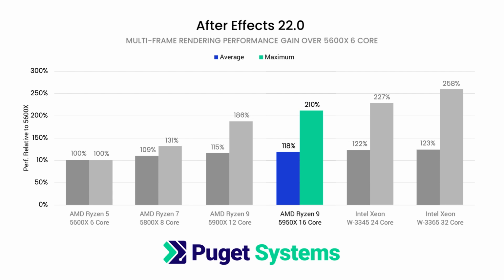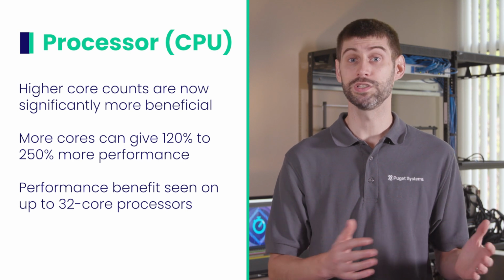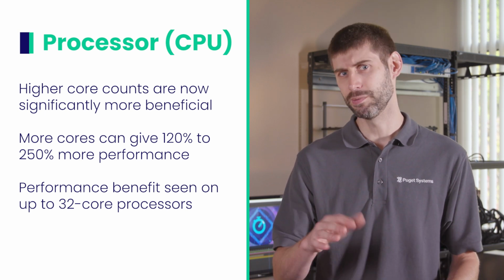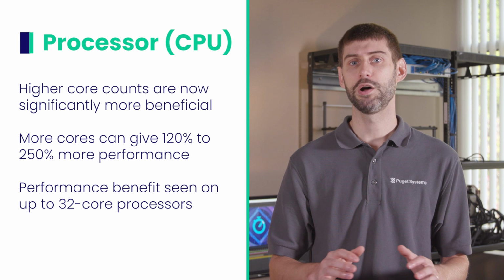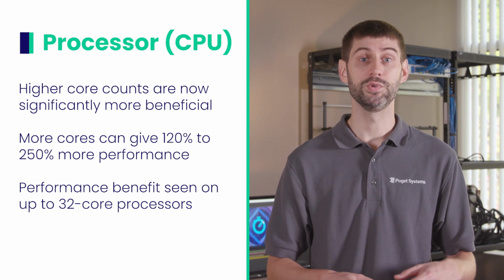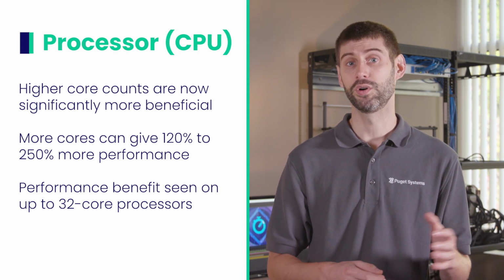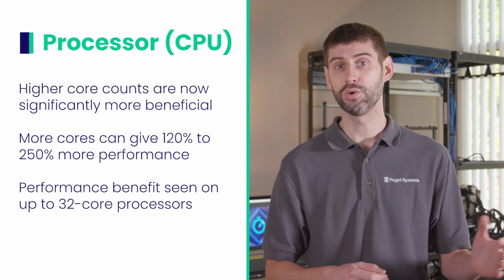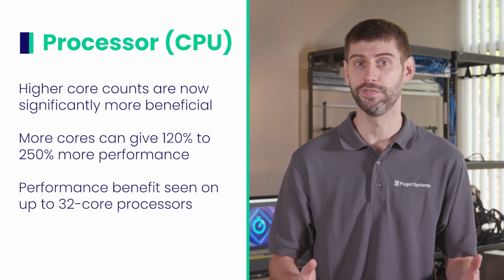And it doesn't just stop at 16 cores either. Especially with more complex projects, CPUs that have up to 32 cores can sometimes give you even higher performance. In other words, while previously there wasn't much of a reason to have a CPU with more than about 12 cores, there is now a performance benefit for most users up to at least 16 cores, and for more complex projects, even a 32-core CPU can give you a great return on your investment.